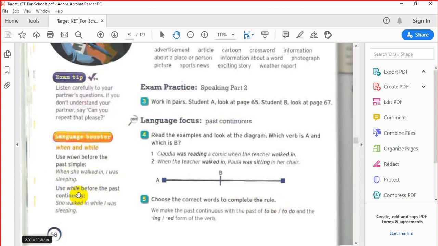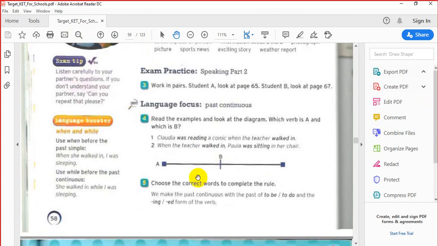Otherwise, we use while before the past continuous. Can you read the sample sentence here? Please read, Emma. She walked in while I was sleeping. Okay. So we use while before the past continuous and we use when before the past simple. Alright? Is it clear? Yes. Okay.